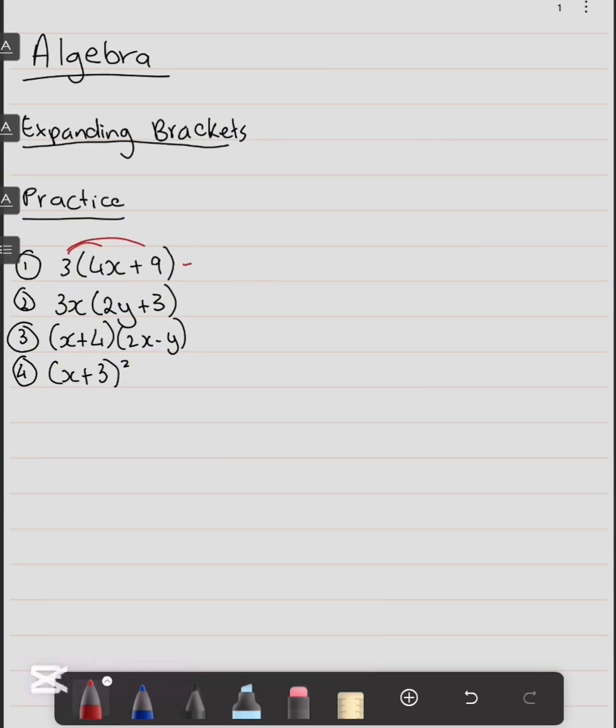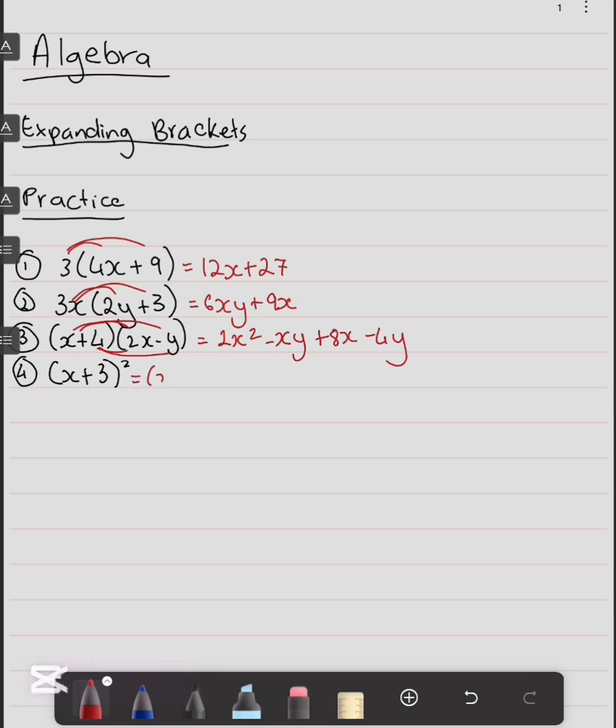So for the first question, we use our crab claw method and we get 12x plus 27. Then in the second question, we do the same thing and get 6xy plus 9x. Then we do the double crab claw method and get 2x squared minus xy plus 8x minus 4y. We can't simplify it because there are no like terms.